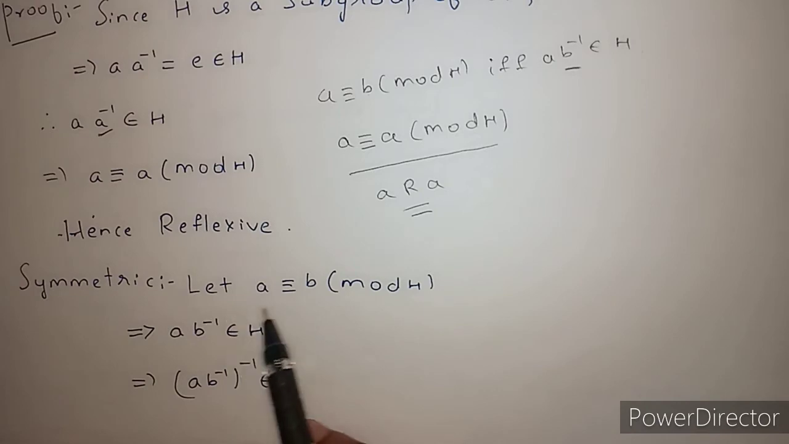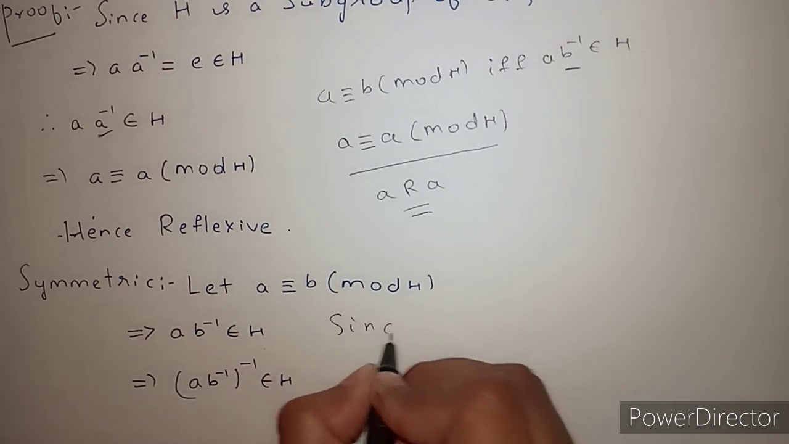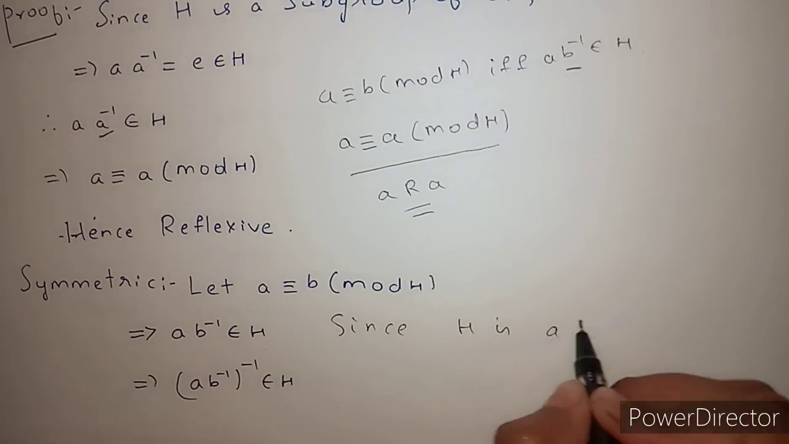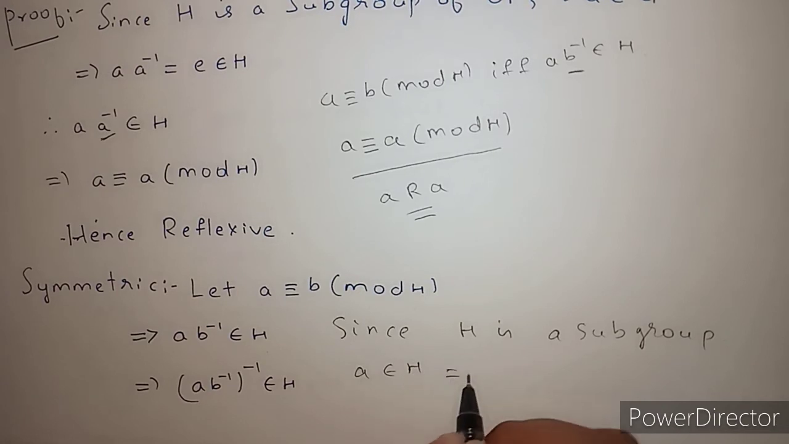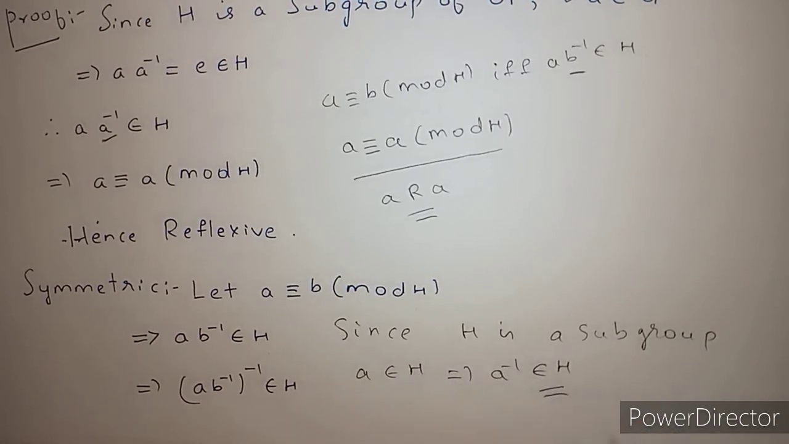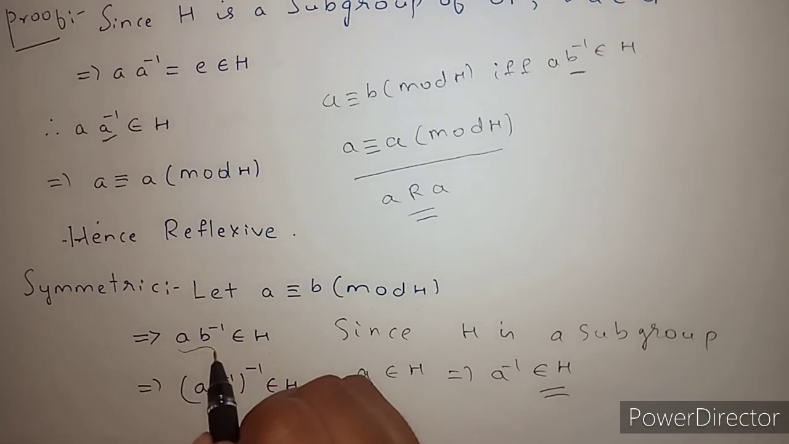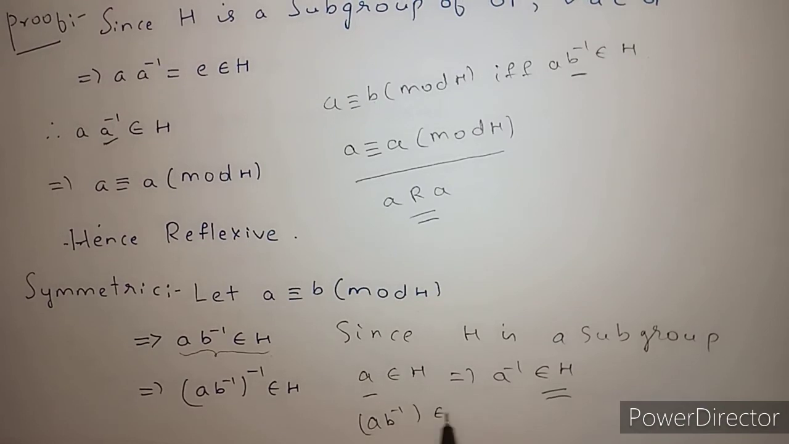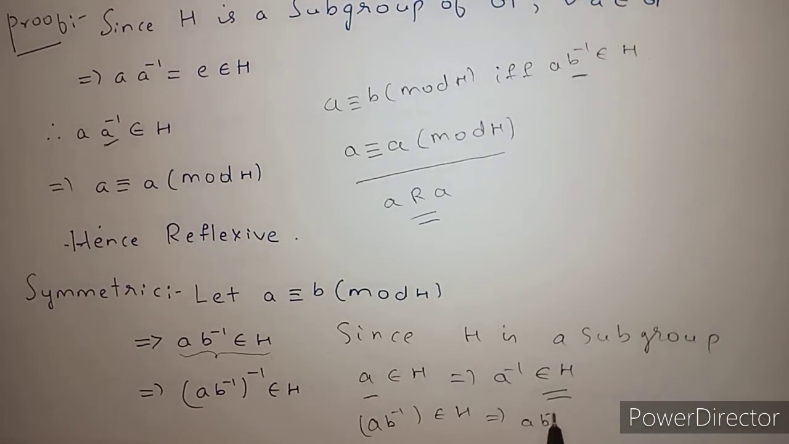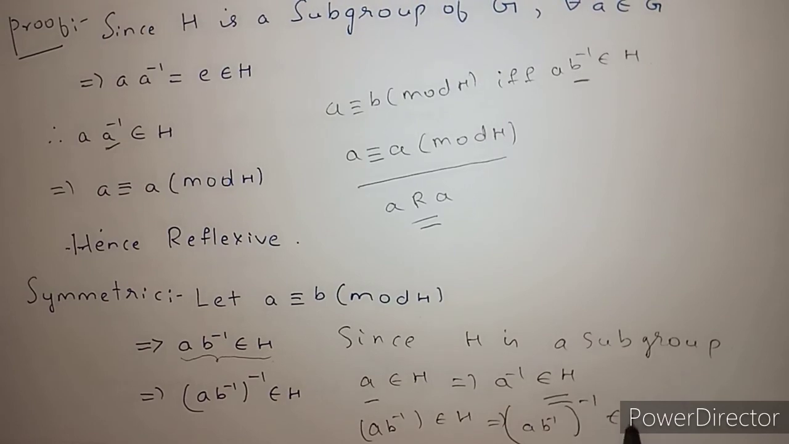Next, symmetric. Let a be congruent to b mod H. If a is congruent to b mod H, then ab inverse belongs to H. Then the inverse of ab inverse belongs to H. How? Since H is a subgroup, there is one property in a subgroup: if a belongs to H, then a inverse also belongs to H. Likewise, if ab inverse belongs to H, then the inverse of ab inverse also belongs to H.